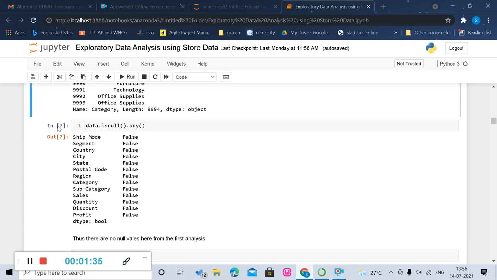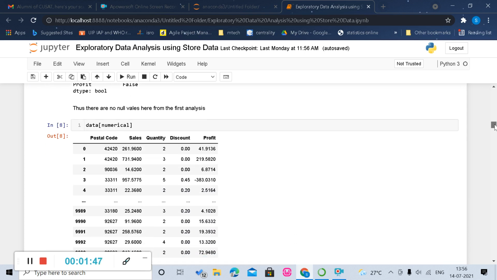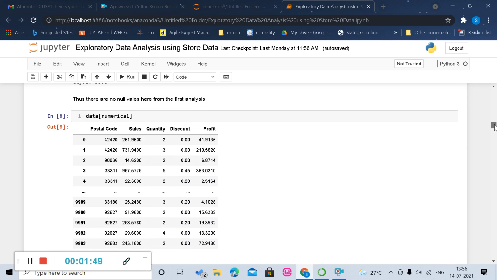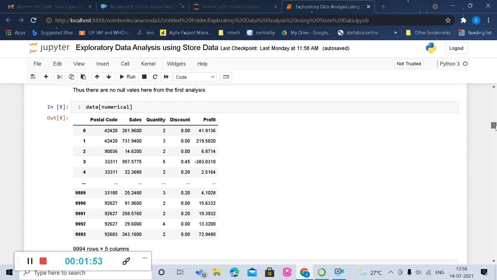Coming to the next step, I've checked whether there is any null value in any of these columns. For that, data.isnull is used. So in this data, there are no null values. That is the first analysis.